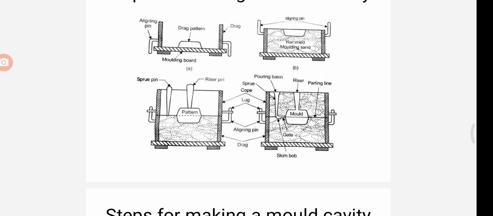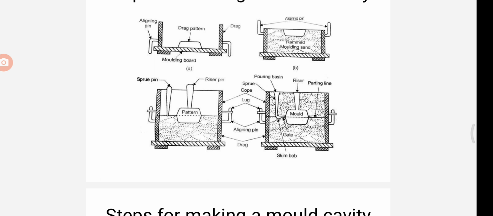Then the core pattern should be placed on the drag pattern, and alignment is done using dowel pins. The alignment should be done in the proper way. For example, if we align in different positions, the casting part will be mismatched. In order to avoid this, we have to use the dowel pin. While using the dowel pin, the position of the drag box and the core box would be in the same line. For that purpose only we are using the dowel pin.